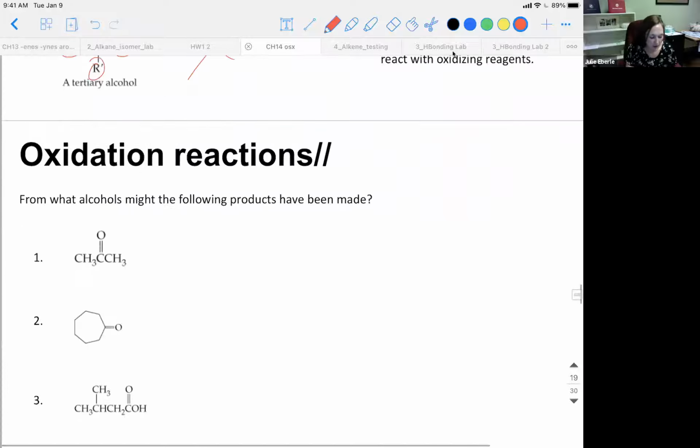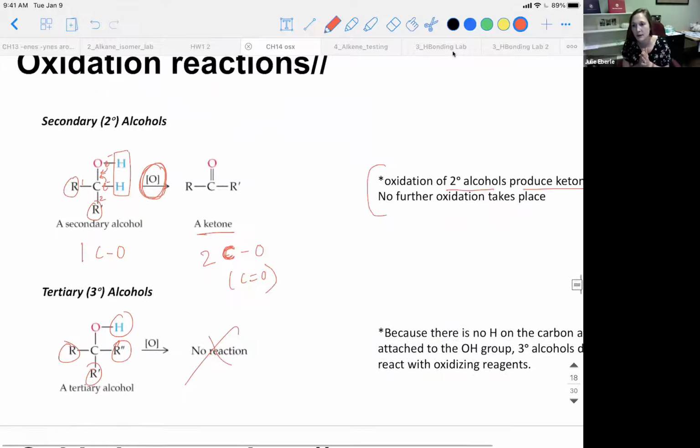So we just finished talking about oxidation reactions. The two biggest reactions we talked about today were dehydration reactions of alcohols, where you form an alkene, a double bond, and then oxidation reactions.